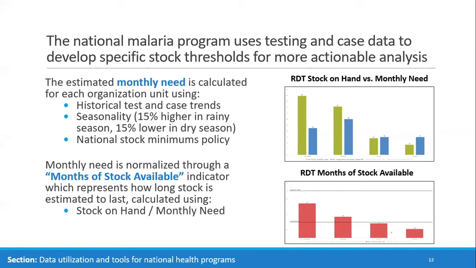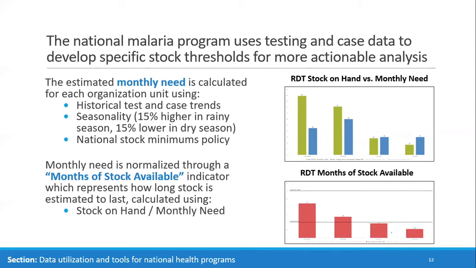I think a long-term vision is to figure out whether we can calculate this using data in a more automated fashion within DHIS2, but for now it takes a few factors. And so that's happening outside, and we're uploading the estimated monthly need into the system. And then using this to really normalize the data, right? We have stock data that might have incredibly different scales depending on the facility that we're talking about.